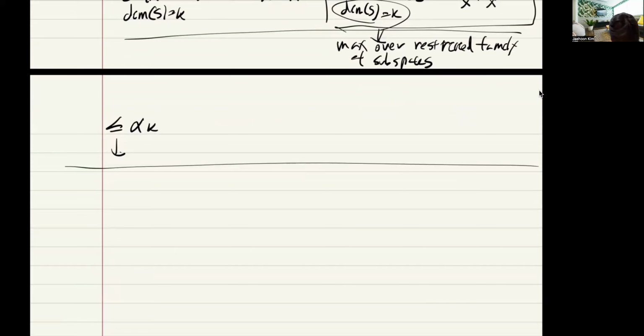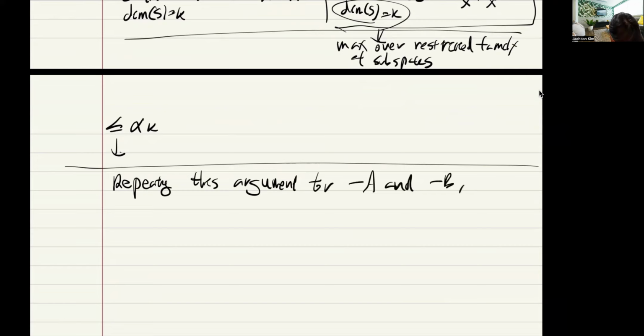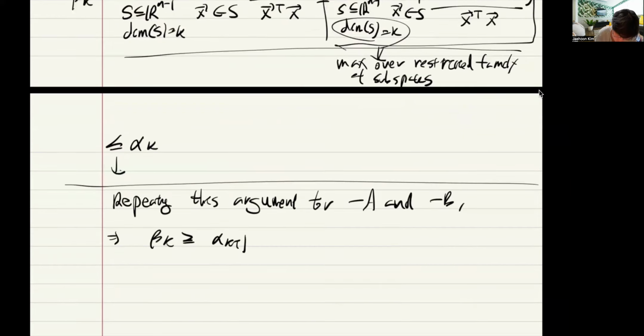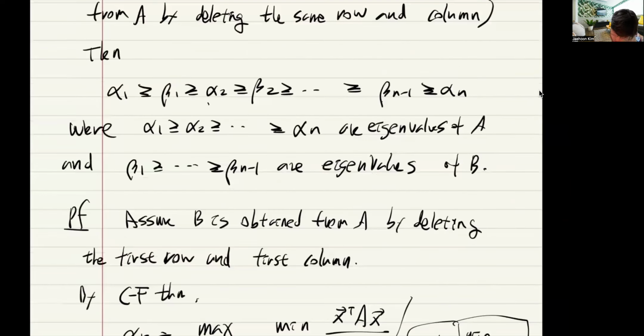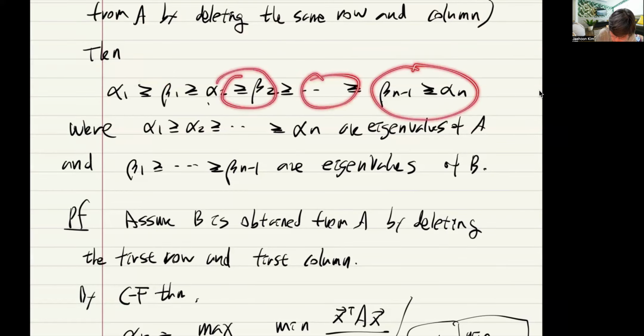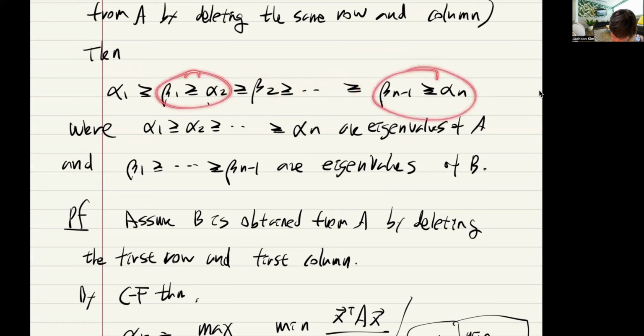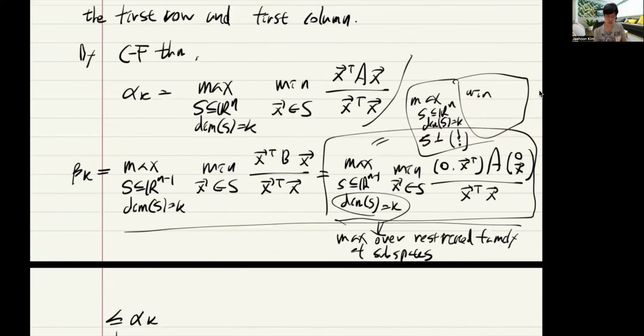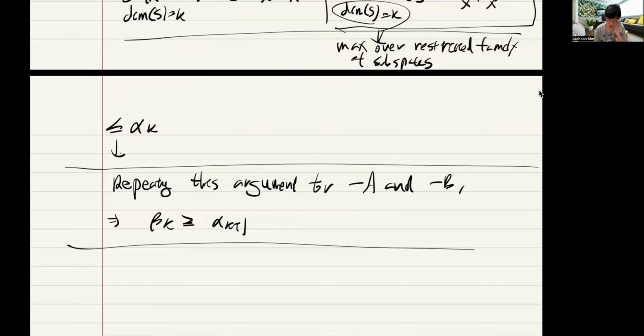And you repeat this argument for minus A and minus B, then we get that beta k is at least alpha k plus 1. Because here it's comparing these two, and that. By flipping, you compare these two, and these two, so you get the other inequality. So that proves Cauchy's interlacing theorem.